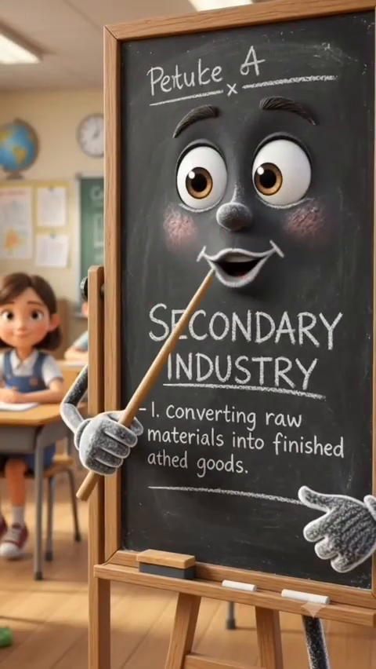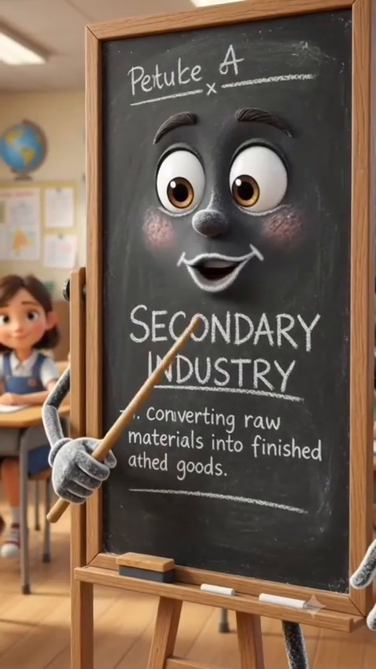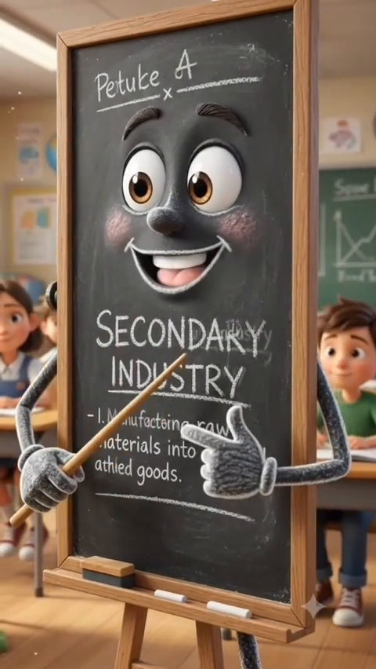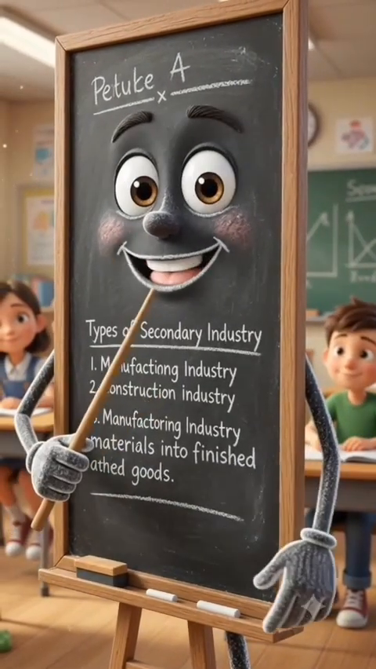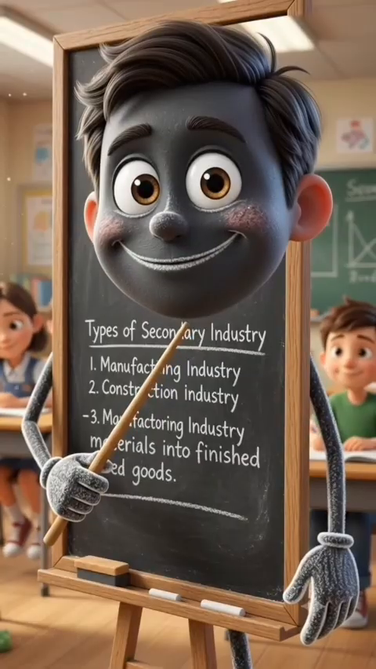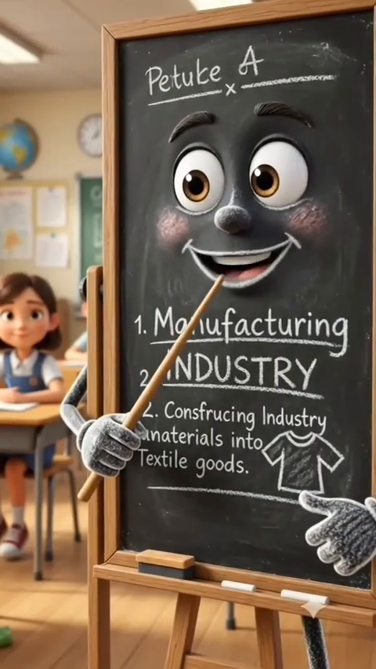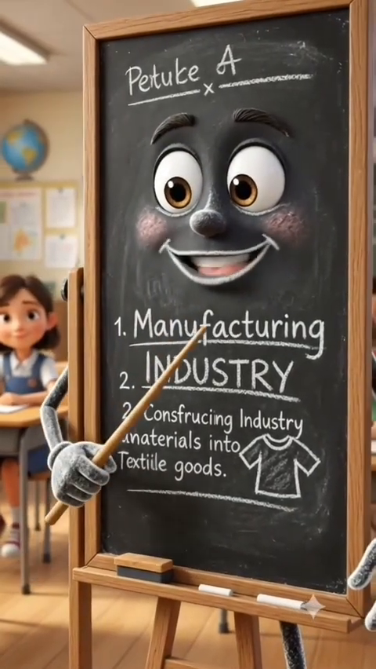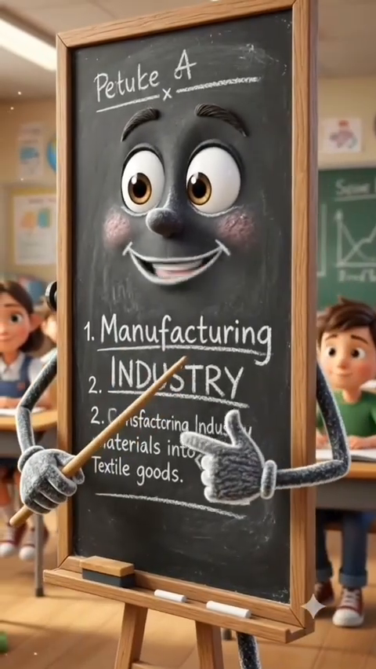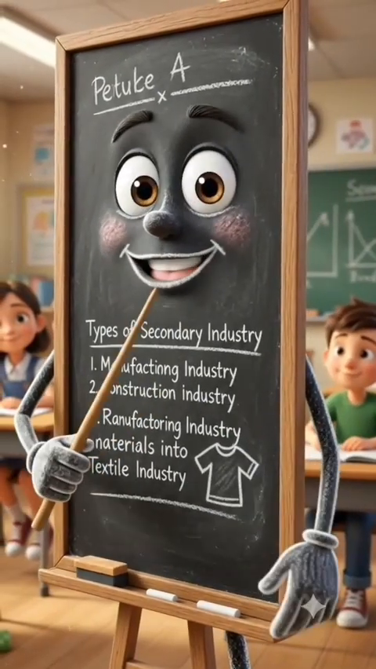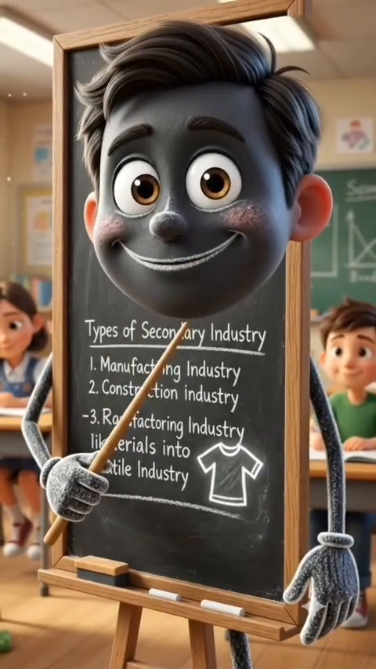Secondary industries are those industries which are connected with using the material that has already been extracted at the primary stage. These are of 2 types: manufacturing industry and construction industry. Manufacturing industries are those in which raw material is converted into finished goods, like the cotton textile industry.